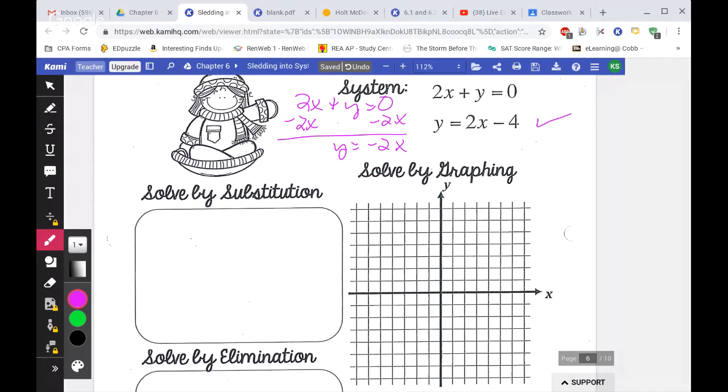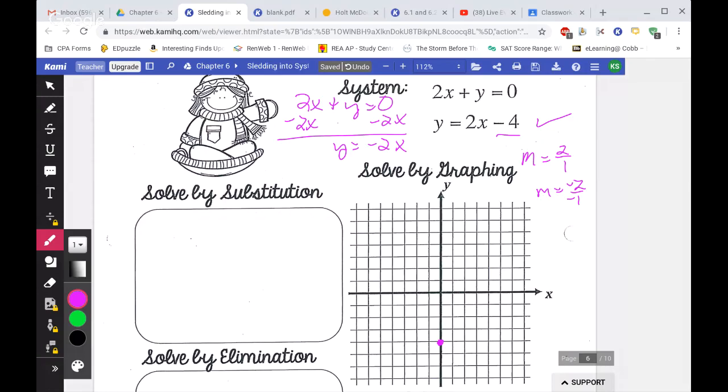So on this one, you're going to plot the y-intercept first, which is a negative 4. So I'm going to go down 4 from the origin. 1, 2, 3, 4. And then I'm going to use the slope, which is 2. Once again, reminding you it's a ratio, rise over run. It's positive, so I'm going to travel in 2 positive directions or 2 negative directions.